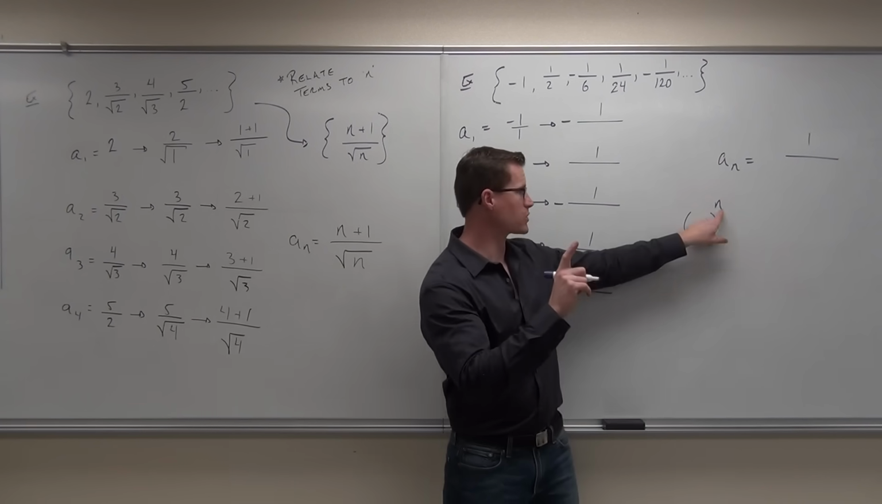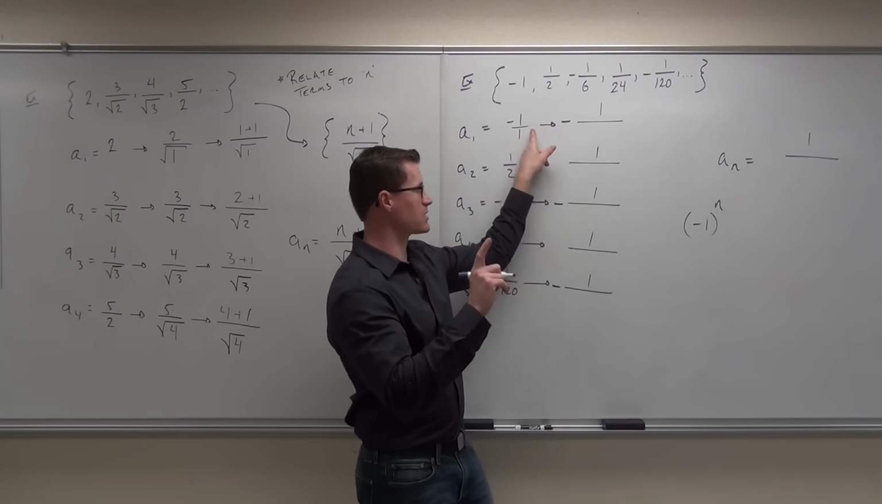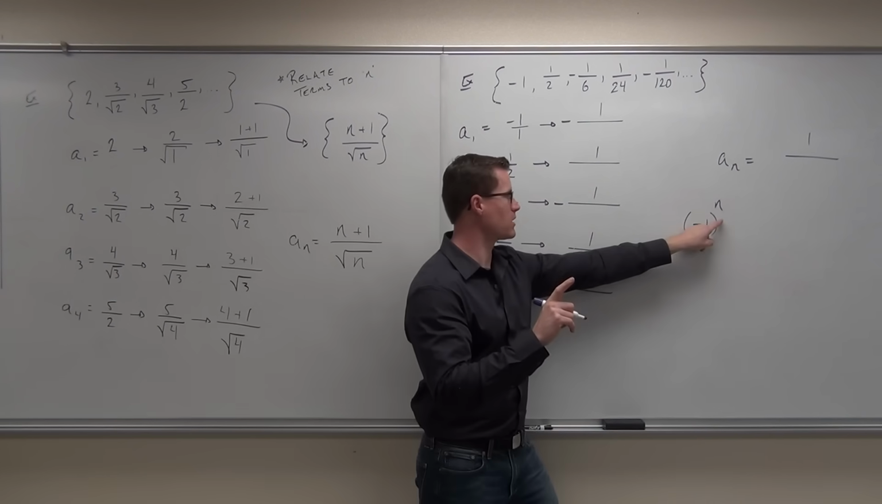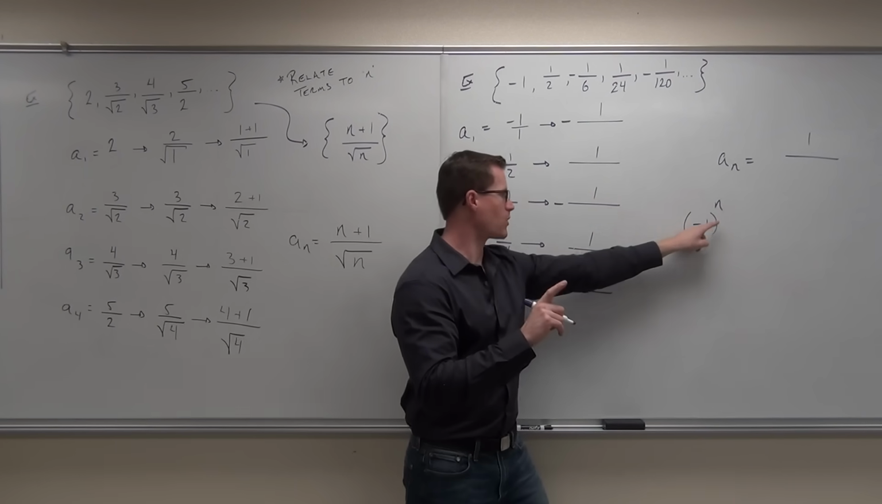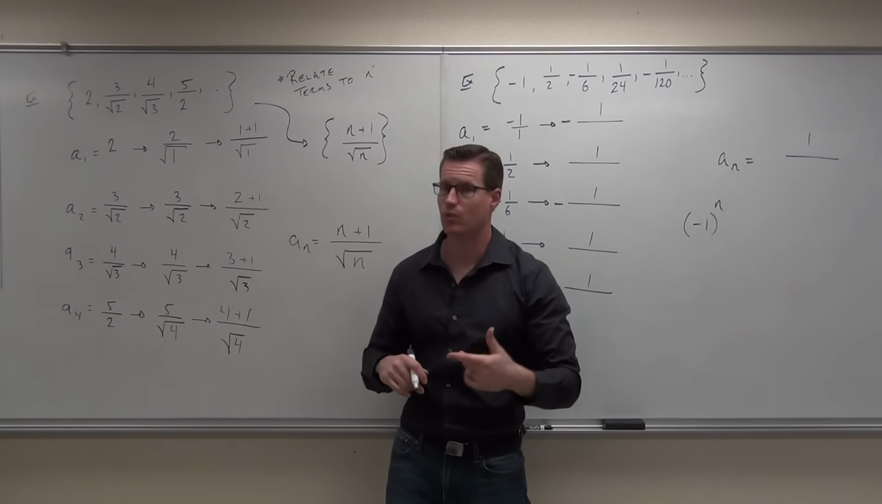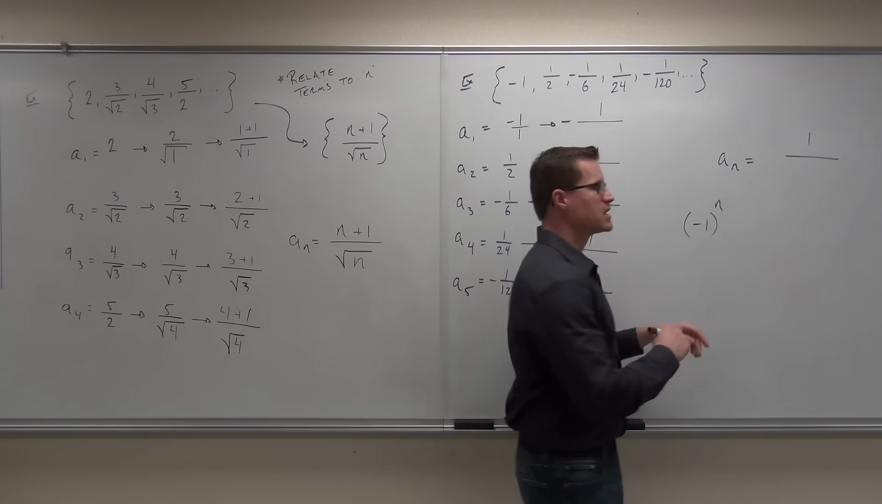If I plug in n equals 1, -1 to the first is still -1. That means that's going to give us this one. If I plug in a 2 here, it would give me a positive. If I plug in a 3 here, it would give me a negative. 4 here, positive. 5 here, negative. I'm always relating it back to my n, whatever the index is. Does that make sense to you? That's another piece of our puzzle.